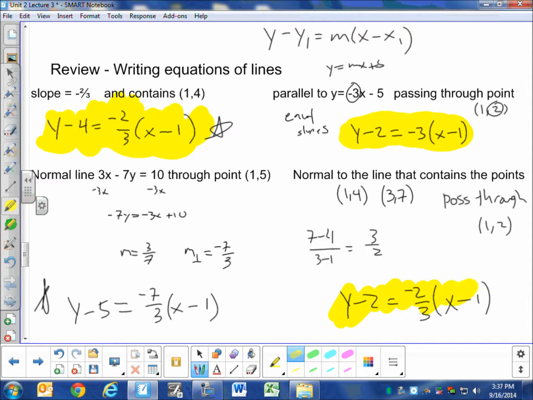Okay, that's it for this lesson. Intro to tangent lines and average rate of change.